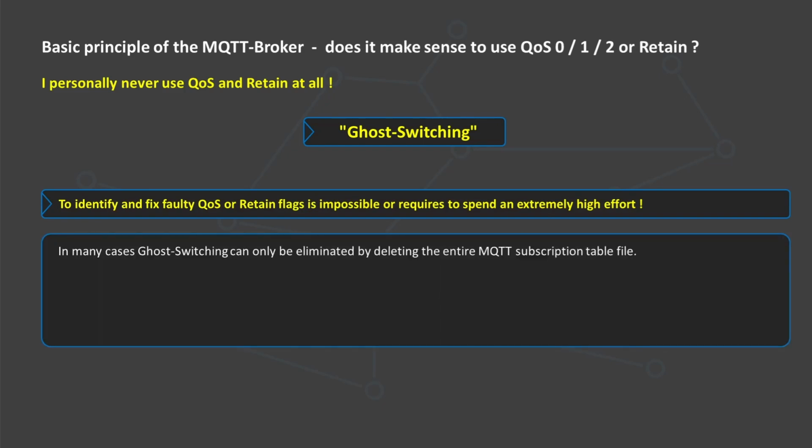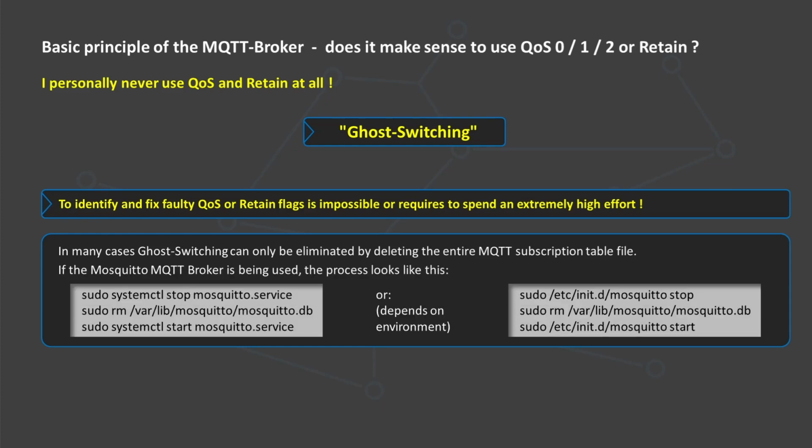In many cases, ghost switching can only be eliminated by deleting the entire MQTT subscription table file. To do so, the broker must be stopped, the table file must be deleted manually, and after that the broker must be restarted. If the Mosquitto MQTT broker is being used, the process looks like this. The broker creates a fresh file automatically and all should be fine then.